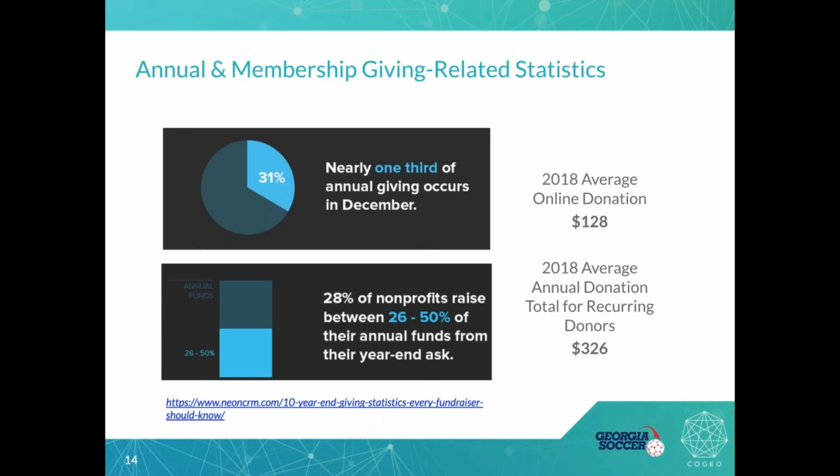Here's a big one. The average online donation in 2018 is $128. However, if you've got a current donor, or had a donor prior, and they're recurring, the average donation for recurring donors is $326. And that again goes to the Phil Knight story, right? The more you cultivate and engage, the more they're going to give. In this case, it's almost triple the amount. It's between 2 and 3 times the amount.